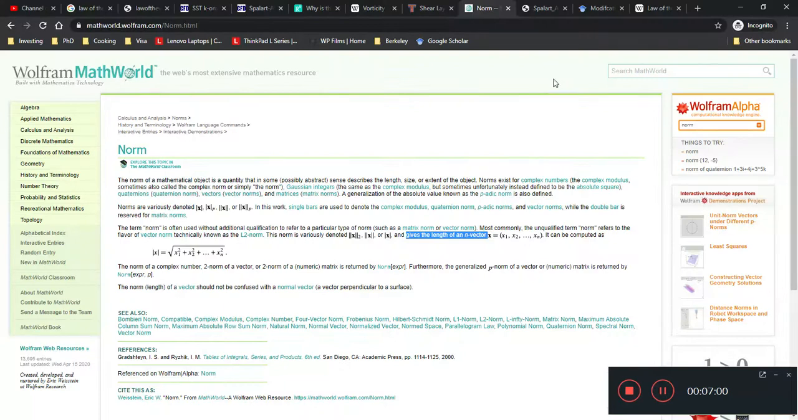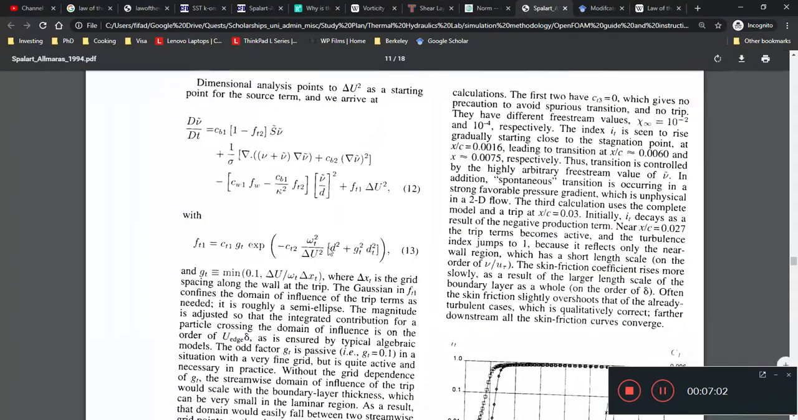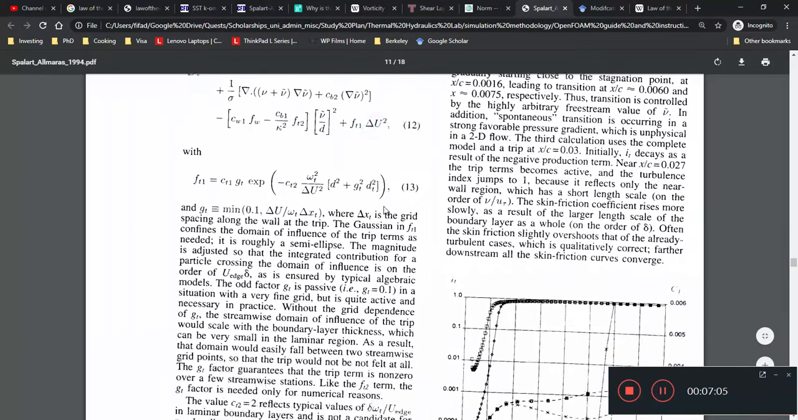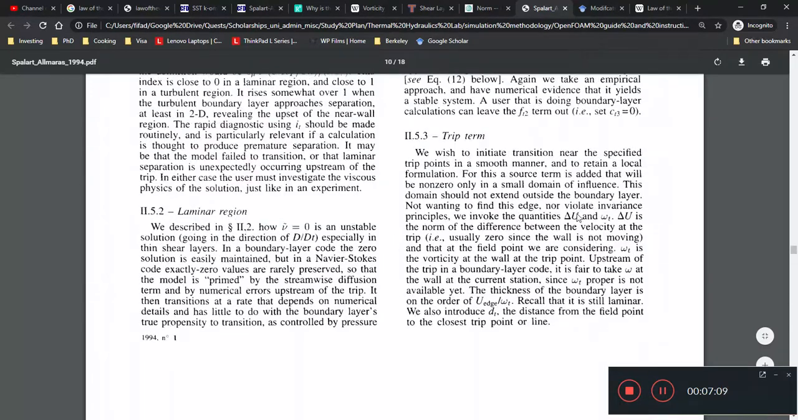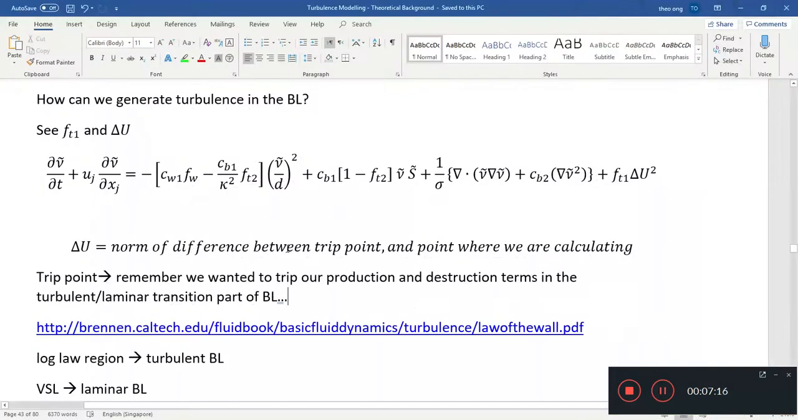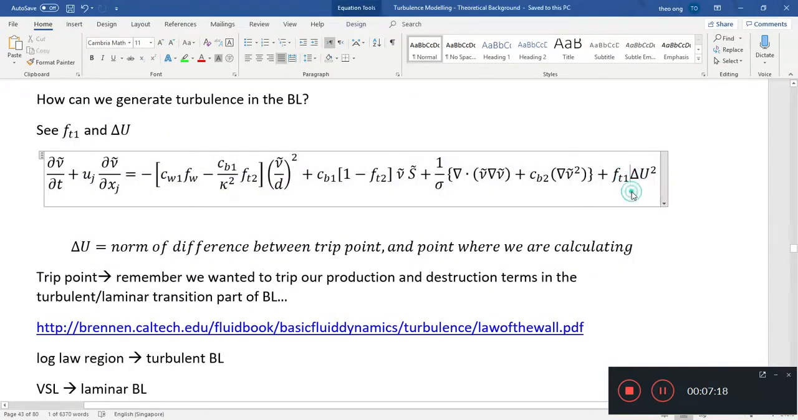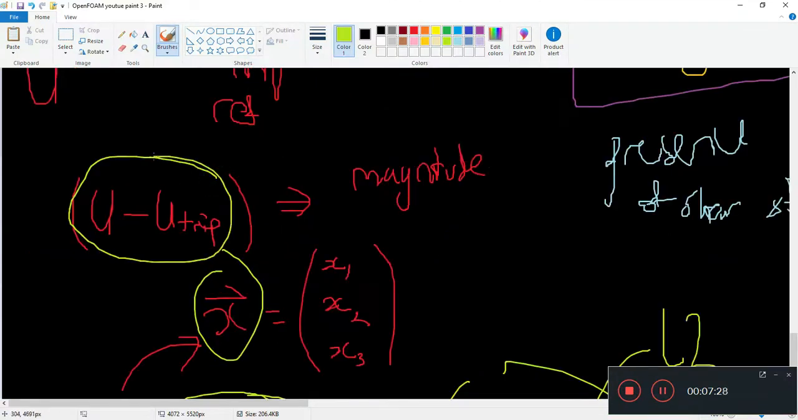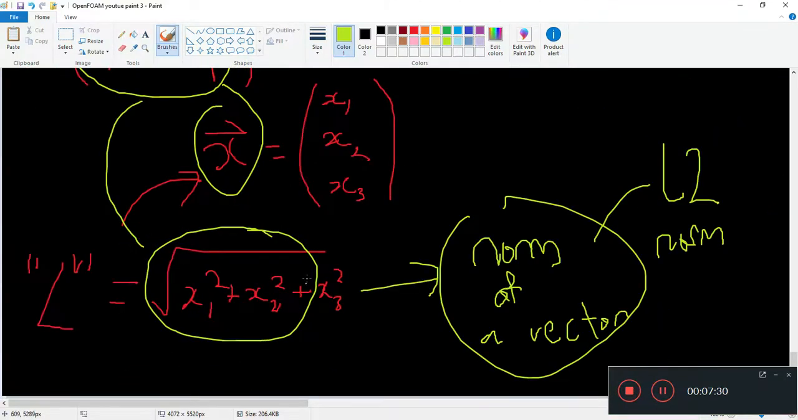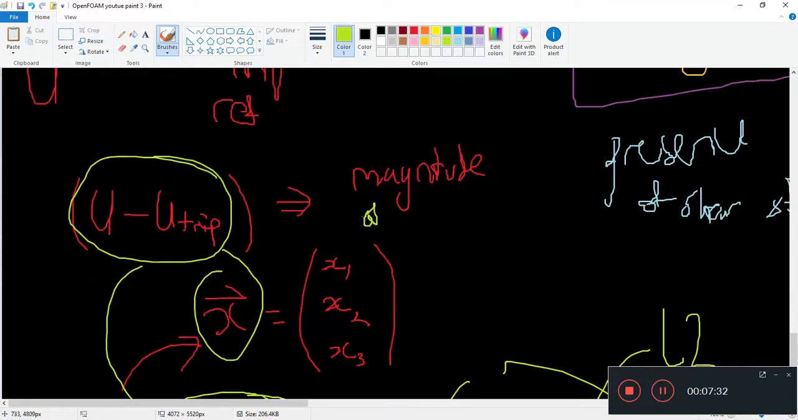and it's probably what this norm is talking about here. This is the norm of the vector, and delta U is the norm of the difference between the velocity of the trip and that of the field point we are considering. So this is actually the magnitude of the velocity difference. If we were to apply this over here, this would just be the magnitude of velocity difference.